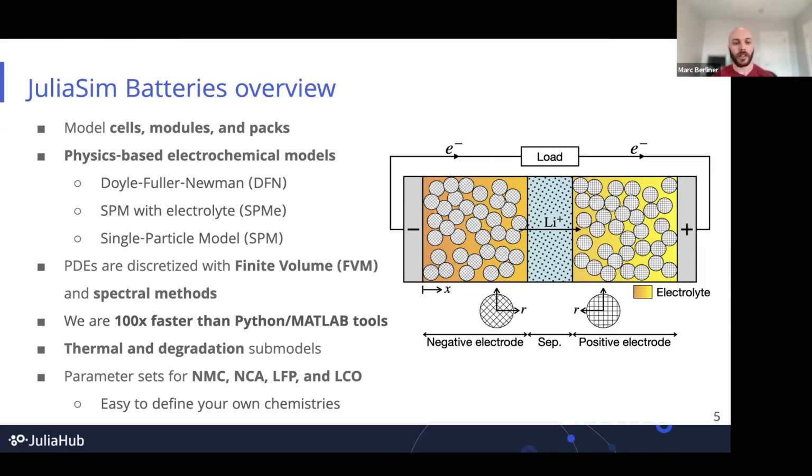So these involve solving systems of coupled partial differential equations, which we solve using the finite volume method as well as spectral methods. Comparing JuliaSim Batteries to other tools that are available in MATLAB or Python, we see about a 100x speed boost compared to these tools, given the nature of Julia, the programming language, and certain compiler improvements that we've had. And in addition, we have thermal degradation submodels, as well as parameter sets for NMC, NCA, LFP, and LCO chemistries. In addition, you can pretty easily define your own chemistries for use with this system.